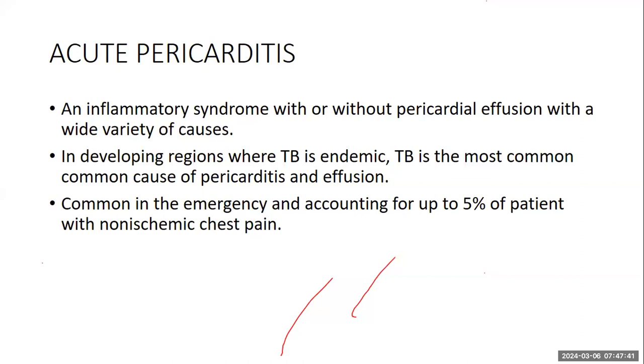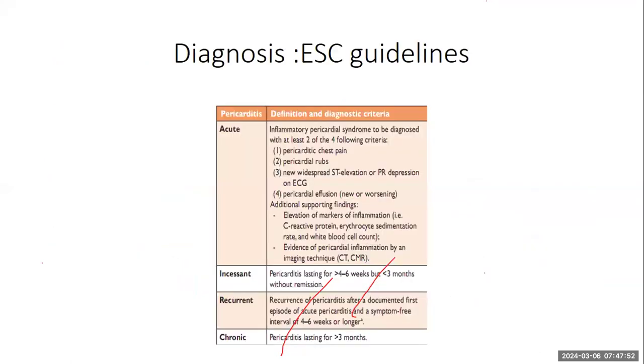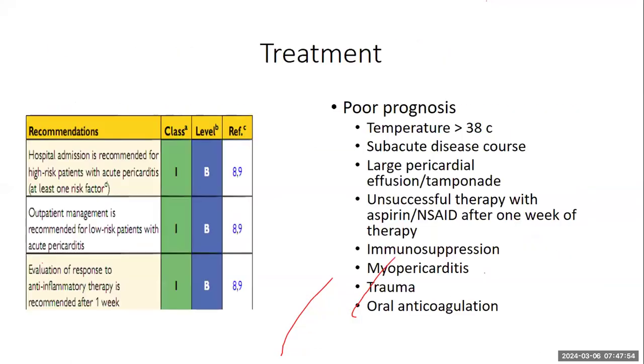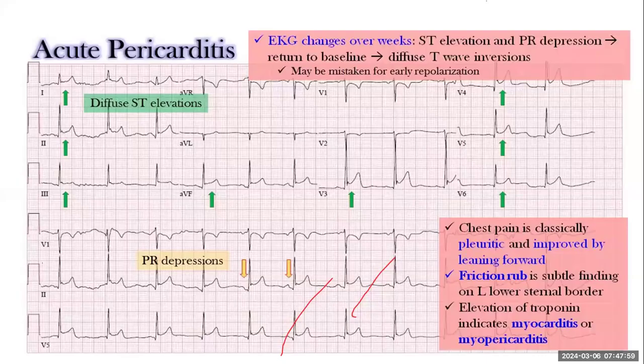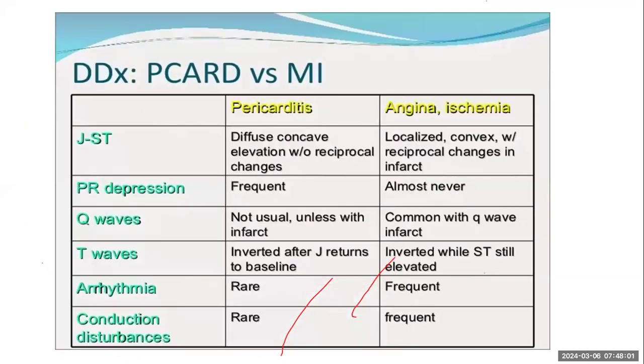If it's straightforward pericarditis with no complication, we can manage as an outpatient. But when there are complications, there was a slide I put: when the patient has a high temperature, is not responding to initial NSAIDs, or when there are other complications. Yes, this one that we may need to manage as an inpatient.